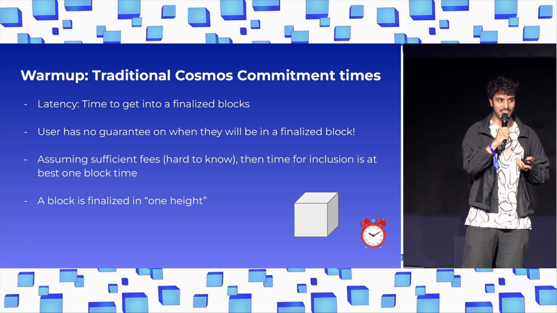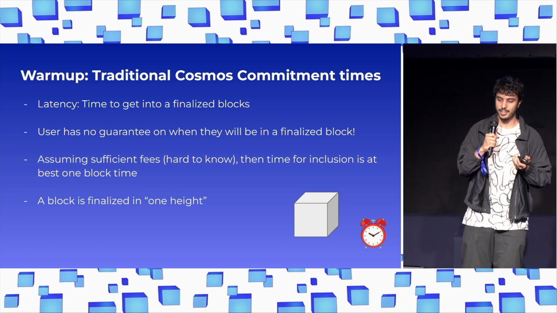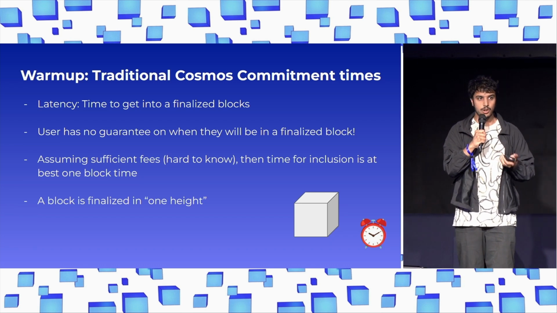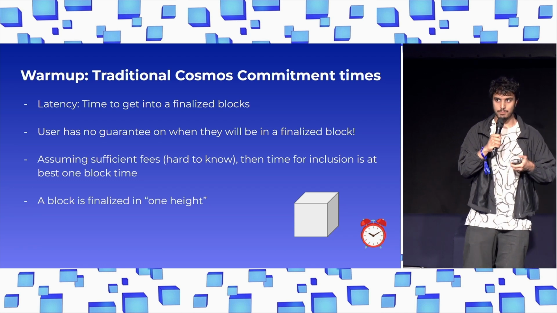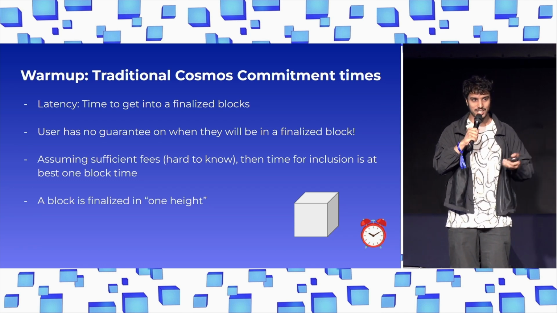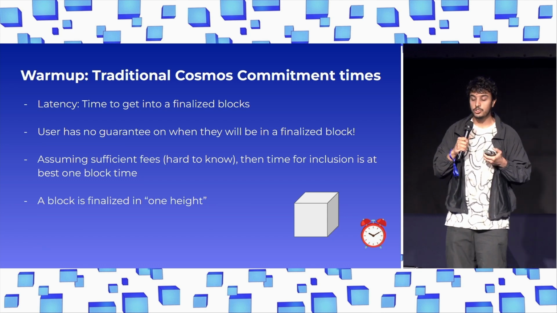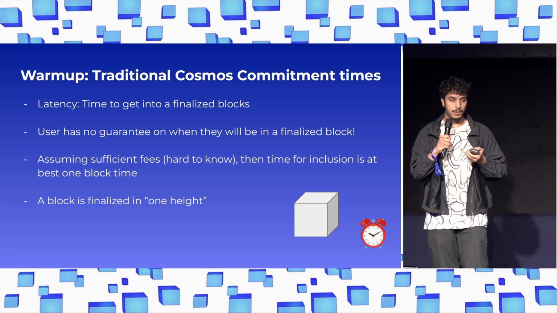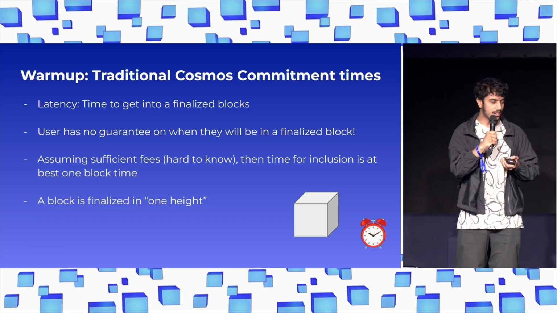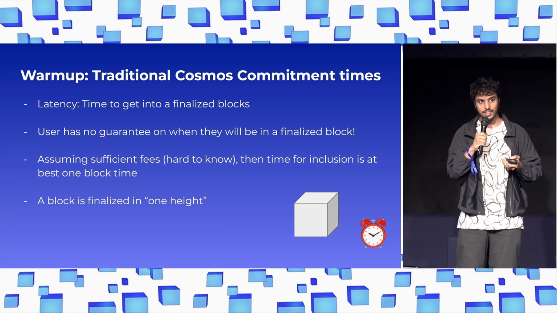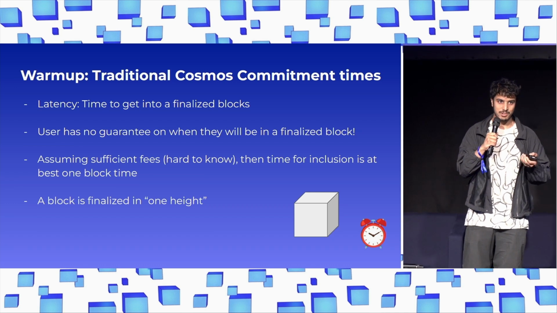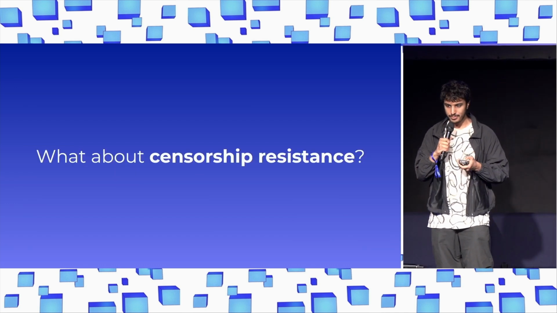Okay, so as a warm-up, what are the traditional commitment times? In Cosmos, it's the time to get into a finalized block. As a user, you've got no guarantee when you'll be in a finalized block. You make a transaction, it floats around in the mempool until a proposer includes you. But if you have enough fees, in principle, you should get into the next block, and a block is finalized in one height. So in practice today, this is like 1.5 to 5 seconds, depending on how your favorite blockchain parameterizes the network.